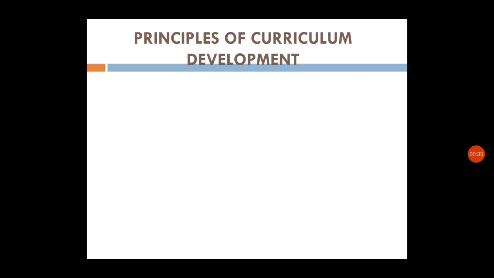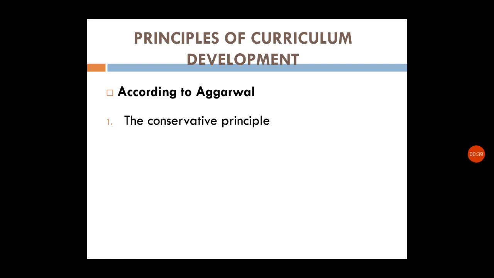This is according to Agarwal. The listing of these principles is done by Agarwal, and the first principle is the conservative principle. The conservative principle says that we have to preserve the previous knowledge and give it to the students. That is the conservative principle.